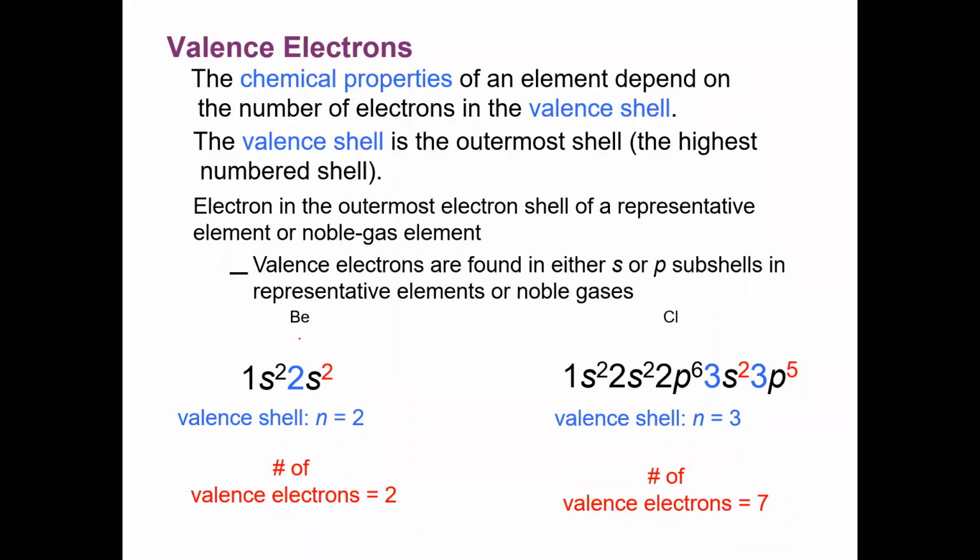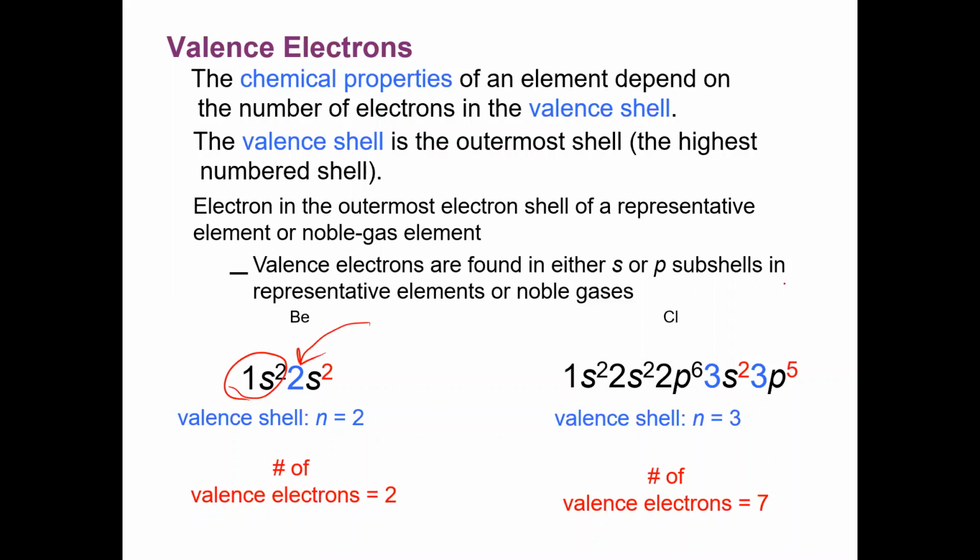So if we look at beryllium, beryllium has a 1s2, 2s2 configuration. We do not look at the electrons closest to the nucleus. We're looking at the largest quantum number. In this case, it is shell number 2.